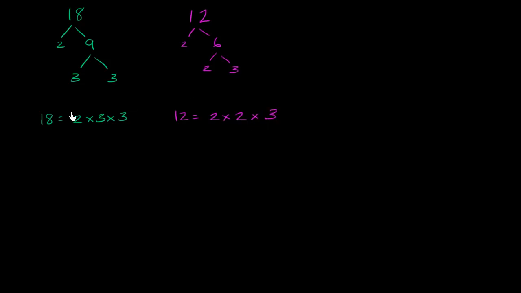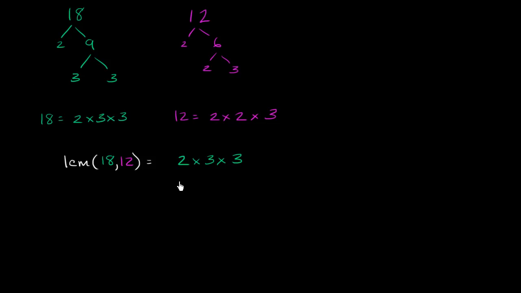Now the least common multiple of 18 and 12, let me write this down. The least common multiple of 18 and 12 is going to have enough prime factors to cover both of these numbers and no more, because we want the least common multiple, or the smallest common multiple. So let's think about it. Well, it needs to have at least a 2, a 3, and a 3 in order to be divisible by 18. So let's write that down. So we have to have a 2 times 3 times 3. This makes it divisible by 18. If you multiply this out, you actually get 18.